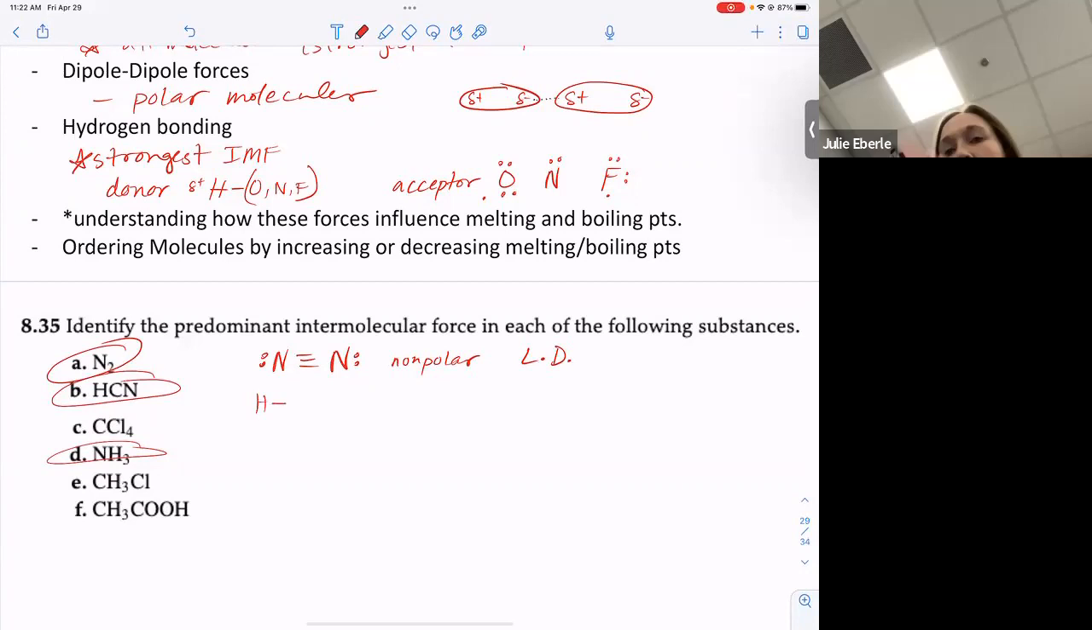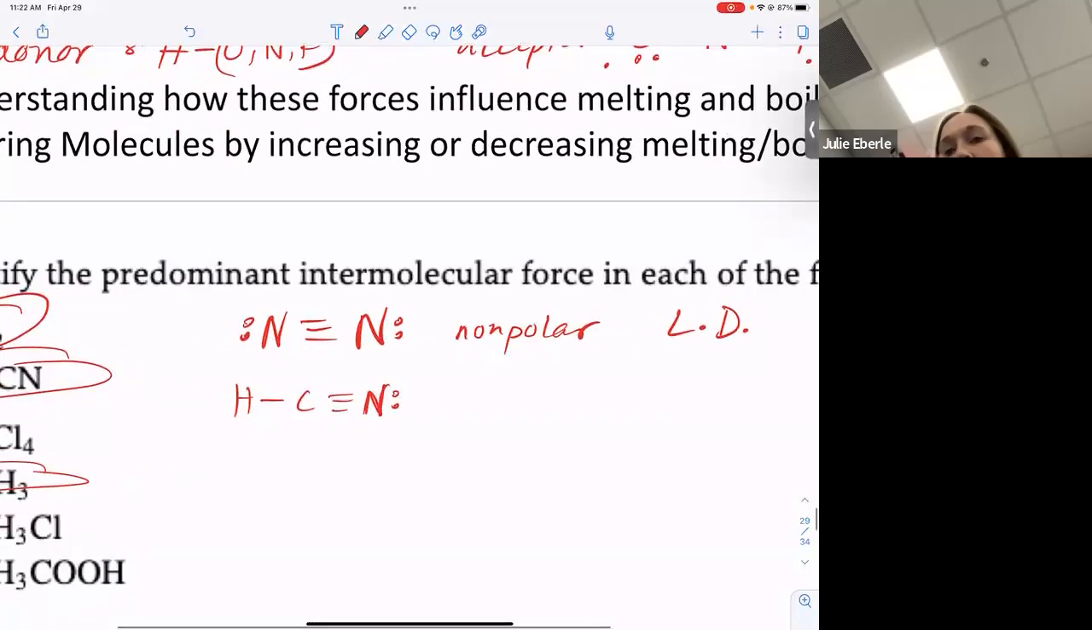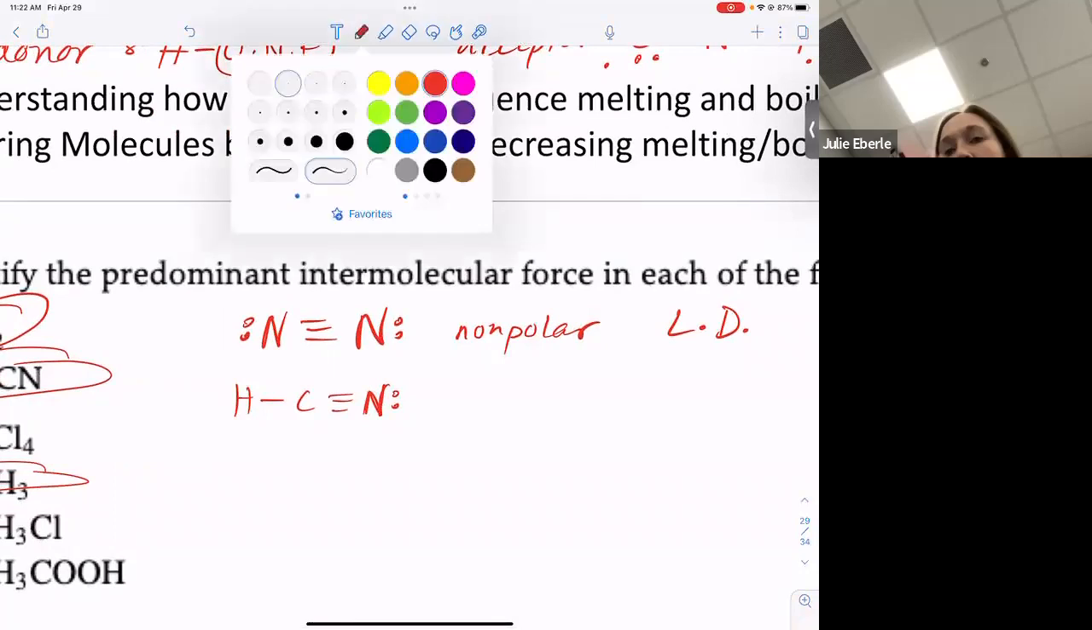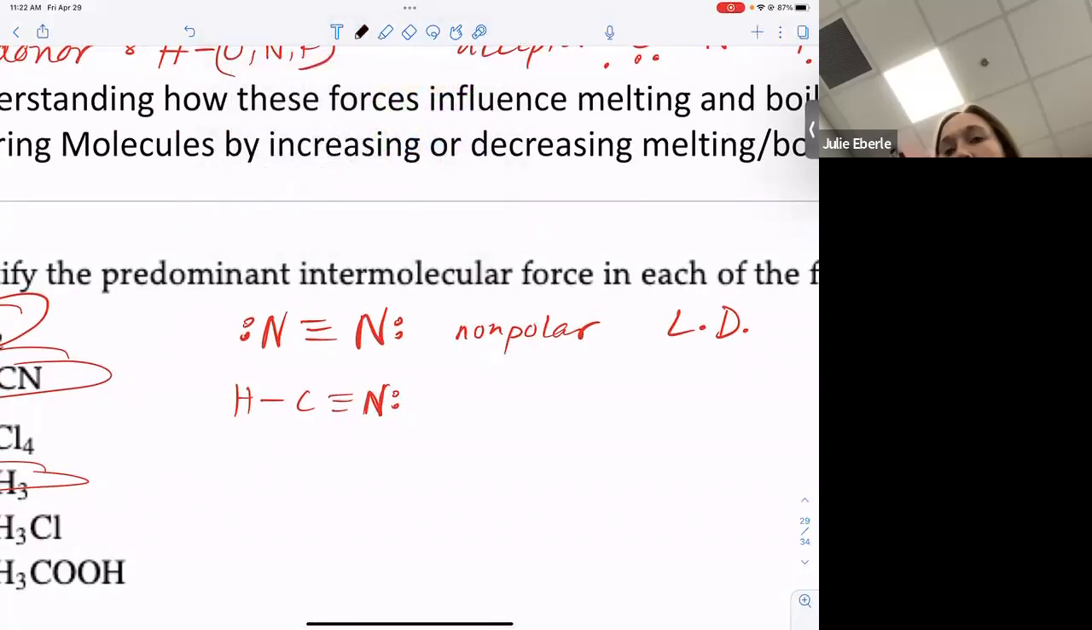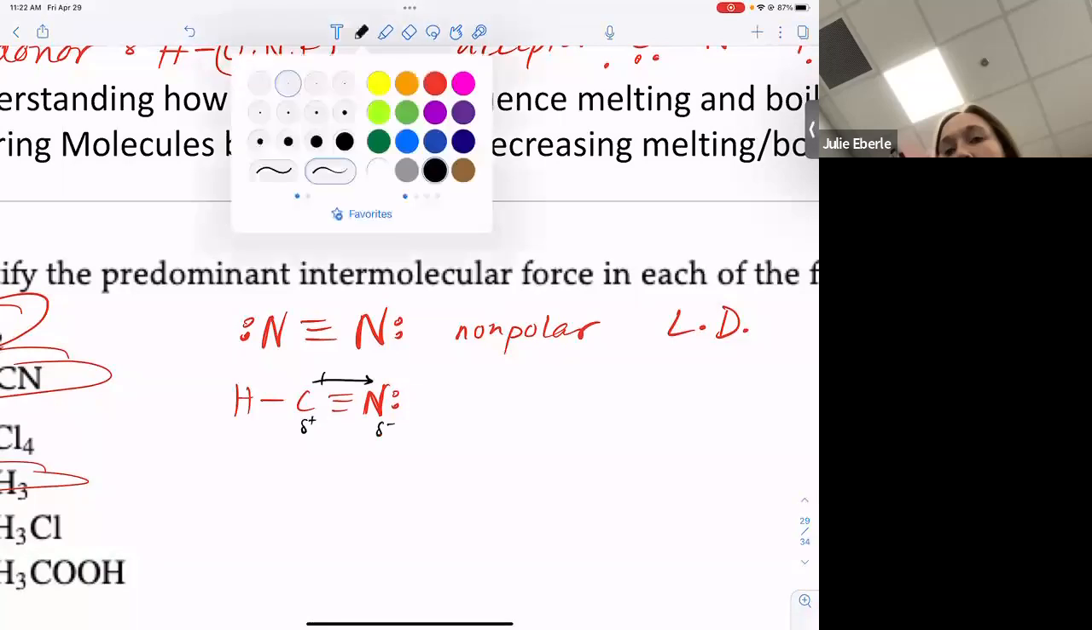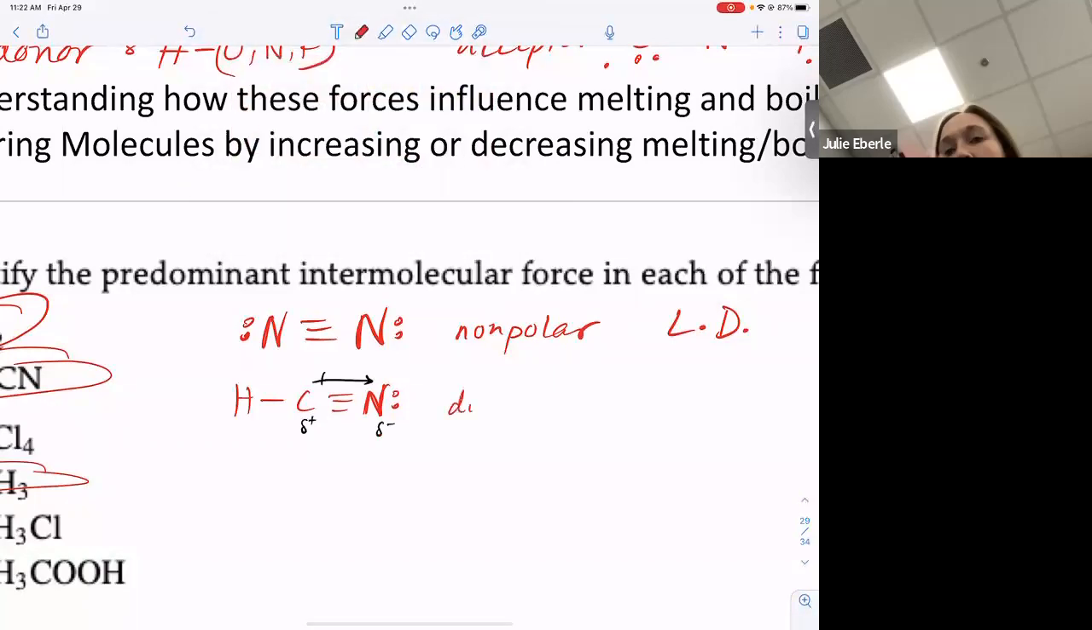HCN. What do you guys think about this molecule? You would need an electronegativity chart, which you will have. But when you look at that, you'll find out that this bond between carbon and nitrogen is polar. Carbon's partial positive, nitrogen's partial negative. So it's got a permanent dipole, which means it will have dipole interactions.